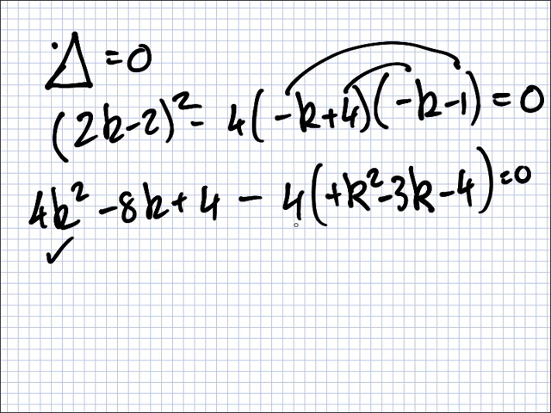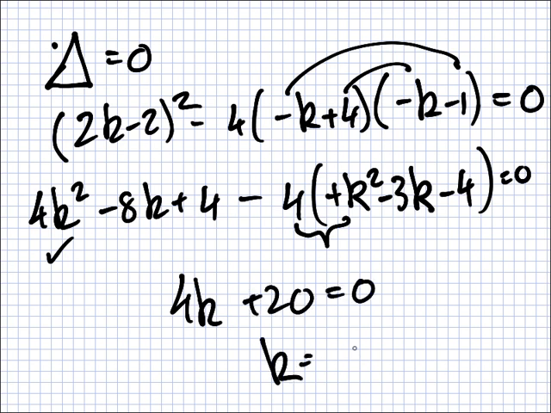4k squared minus 4k squared? 0. Minus 8k. Okay, now just be careful. Minus 4 times minus 3? 12k minus 8k? 4k. Now, minus 4 times minus 4? 16 plus 4? 20. So k will equal minus 20 over 4, minus 5.